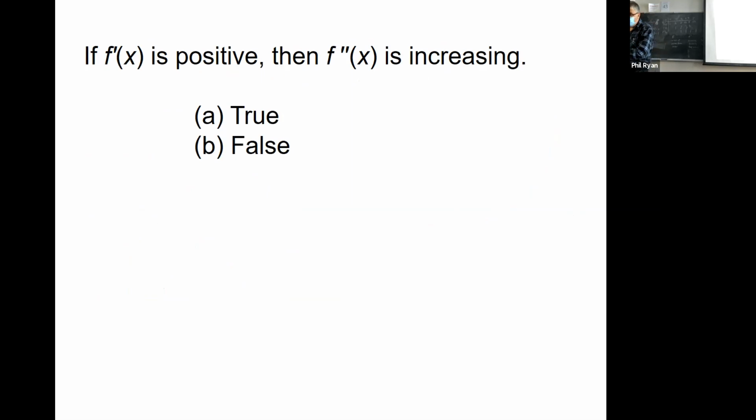Joe, is Joe here? What about this statement here? True or false? If F prime is positive, then F double prime is increasing. False, yeah. Just because F prime is positive, F double prime can do anything.